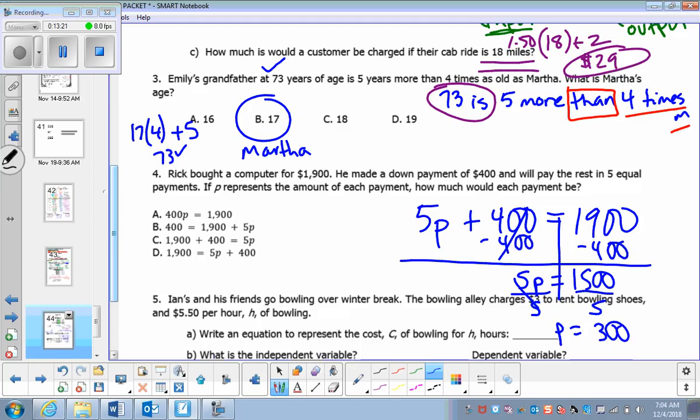The equation that we use to solve it is right here. But now let's go identify which one it is. Even though it's in a little bit of a different order, it just puts the total first right here. It says the total and how you pay for it: 5 payments plus the $400.